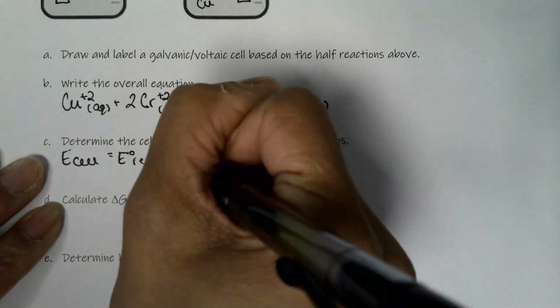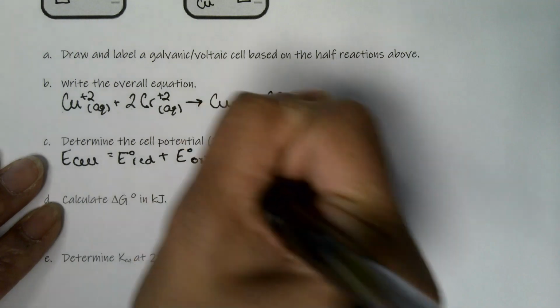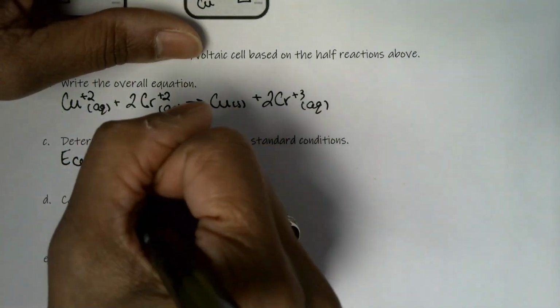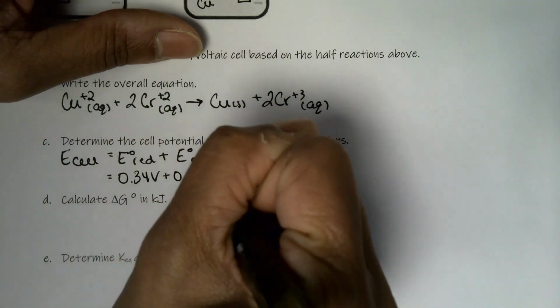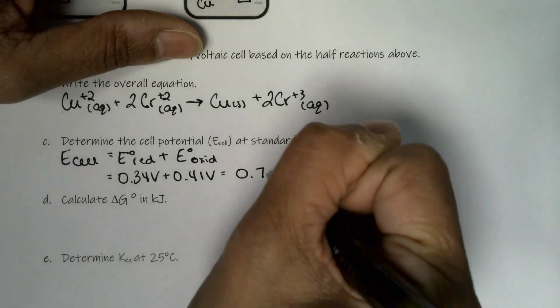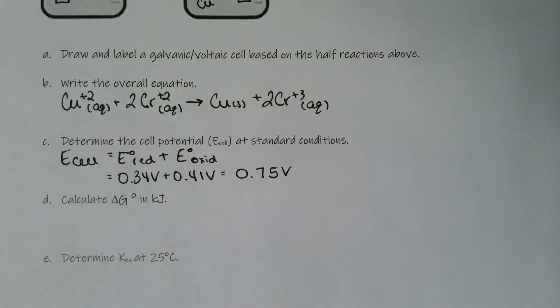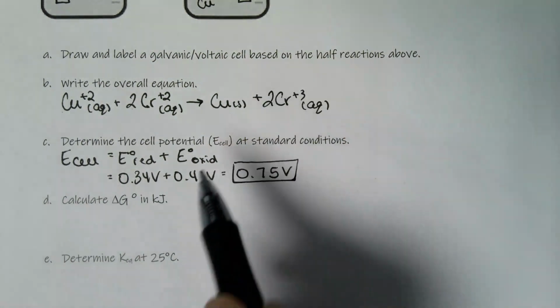So the E value of the reduction and the E value of the oxidation added together, and you're just adding. So 0.34 volts plus 0.41 volts gives us 0.75 volts. And yeah, so that is that value for E.